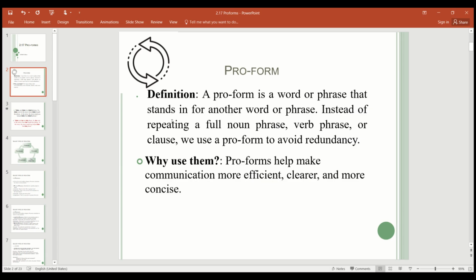Why do we use the proform? Proforms help to make communication more efficient, clearer, and concise. So you are all urged to use proforms in your everyday language and in your written language as well.